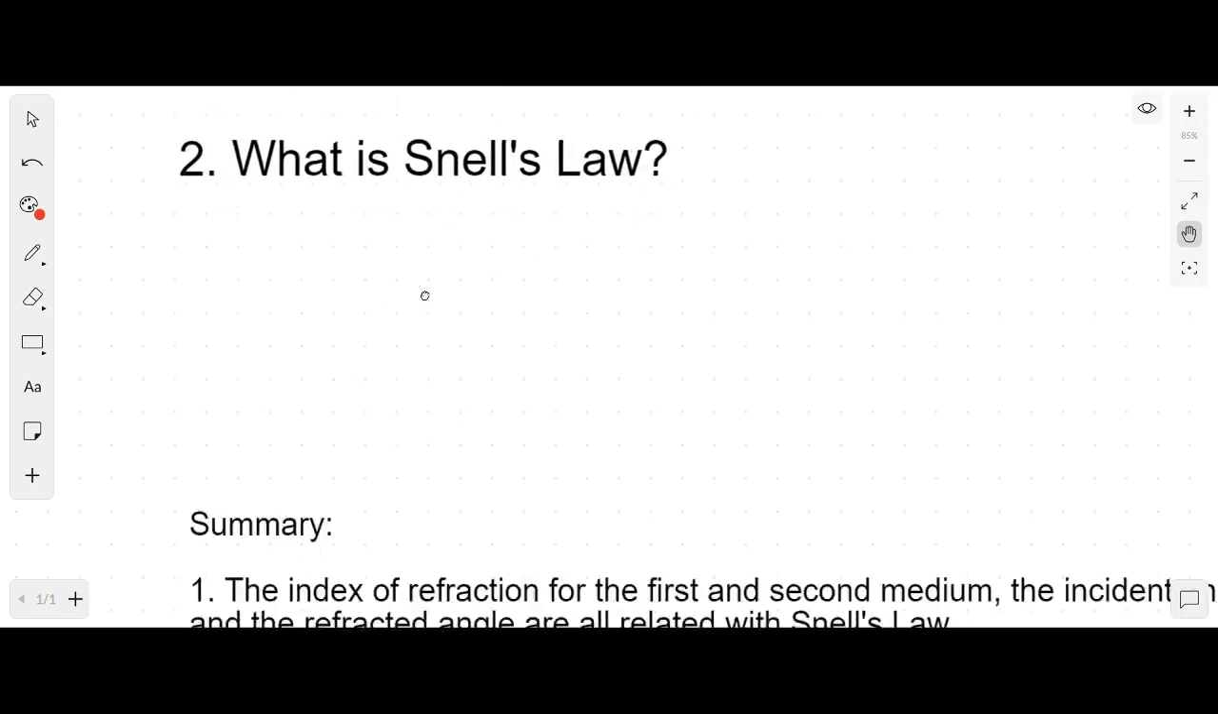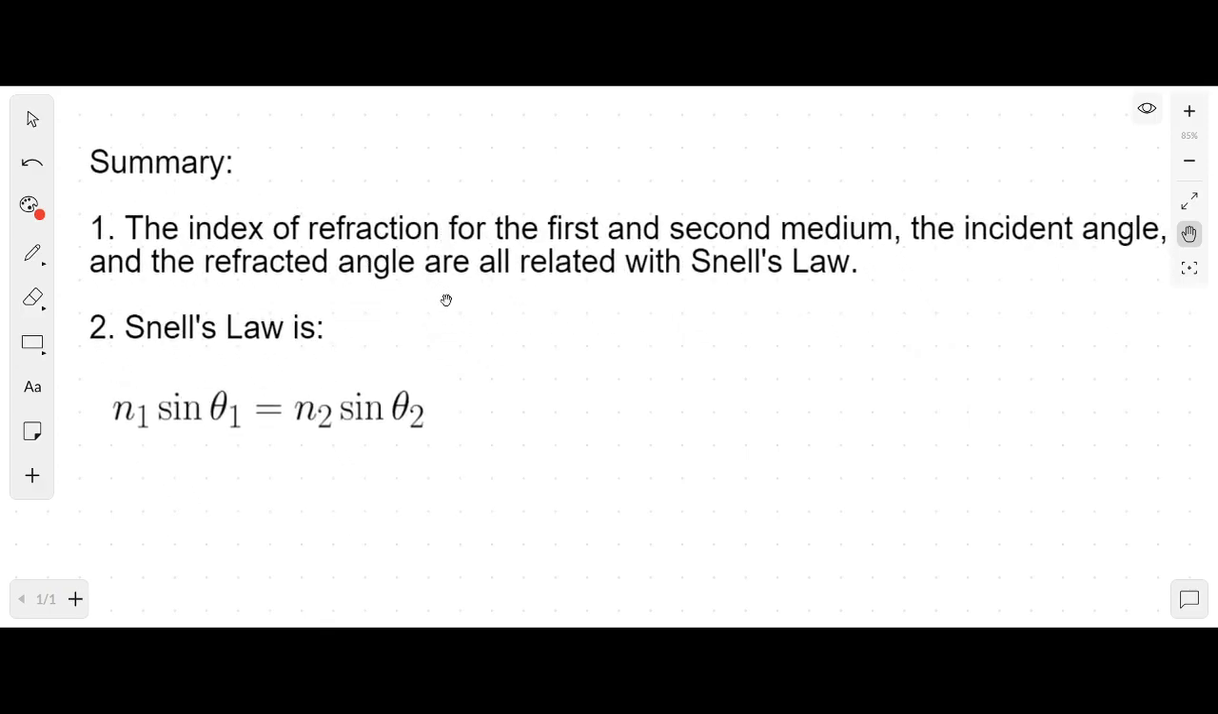Now, to summarize this video, the index of refraction for the first and second medium, the incident angle, and the refracted angle are all related with Snell's law. Snell's law is index of refraction of medium 1 times sine incident angle, which equals the index of refraction of medium 2 times sine refracted angle.